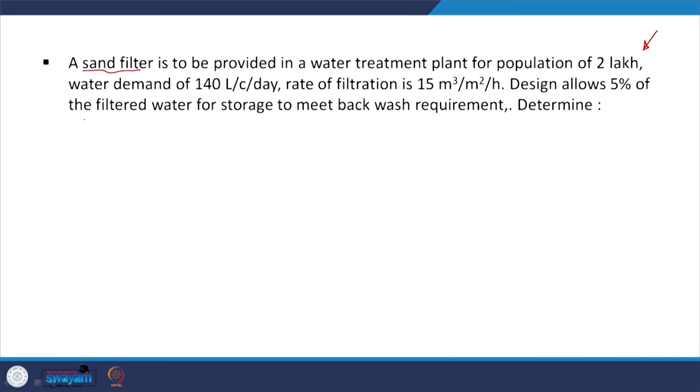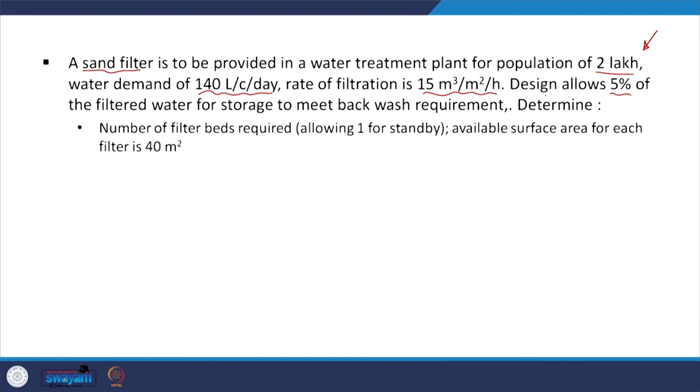We have a sand filter and we are trying to cater to a 2 lakh populace, and they consume water at 140 liters per day per person. Rate of filtration is also given, and we need 5% of the filtered water for storage to meet the backwash requirement. Here I should have been clearer: per day, 5% of the water consumed per day we need for backwash. We have to calculate the number of filter beds, with one for standby, assuming that the ones you design will need maintenance from time to time.